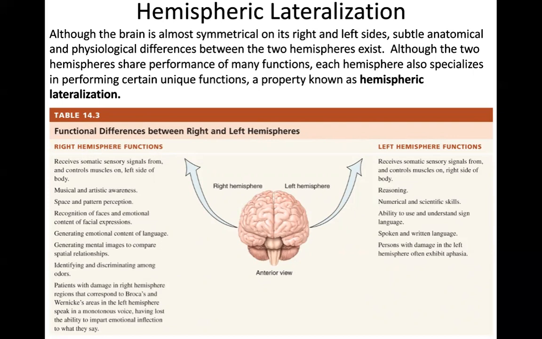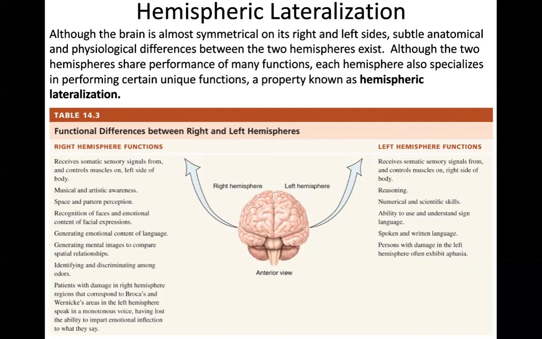So reading through, although the brain, and we're talking the cerebrum mainly here, is almost symmetrical on its right and left sides, there are subtle anatomical and physiological differences between the two hemispheres. Although the two hemispheres share performance of many functions, each hemisphere also specializes in performing certain unique things, a property we call hemispheric lateralization. And I'm sure most of you have heard the terms right brain, left brain. You've heard it already today, but prior to today, I imagine you've heard it before.